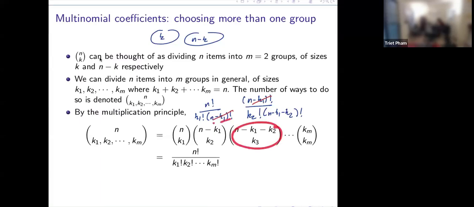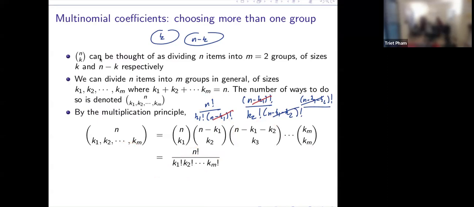If we write the next term out, you see that it will have n minus k1 minus k2 factorial on top, which will cancel with this. And so basically you see that all these terms cancel, leaving you with n factorial on top, and k1 factorial, k2 factorial, all the way to km factorial at the bottom. And that's the multinomial coefficient for you.